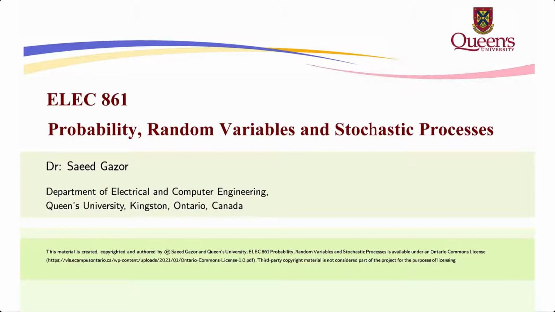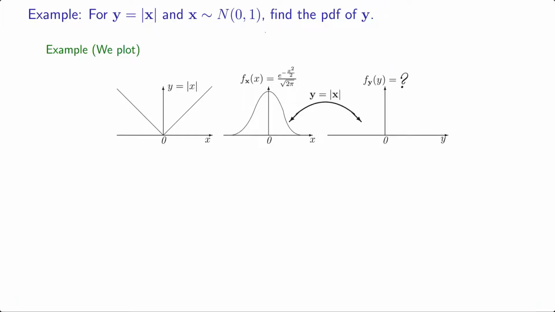Let me give another example of transformation of a random variable. In this function, let us consider another function, which is absolute value, and assume that x is normal, and we want to find the distribution of y. So if I plot this function, I will get a V shape, because the absolute value of x is defined to be positive x if x is positive, and it is equal to minus x if x is negative.